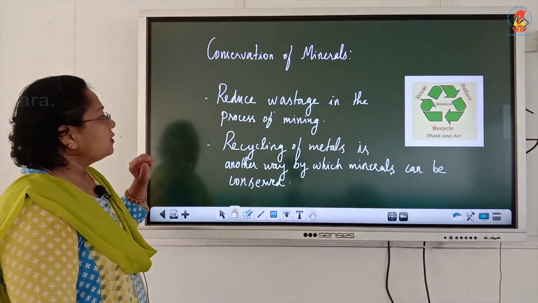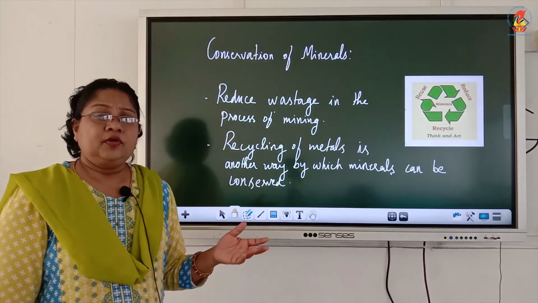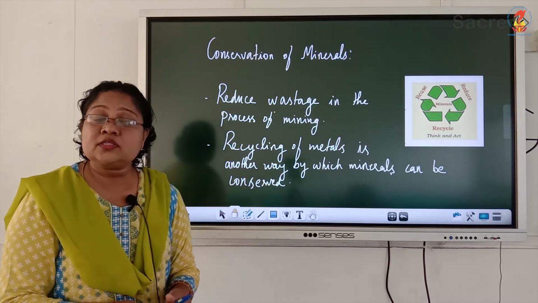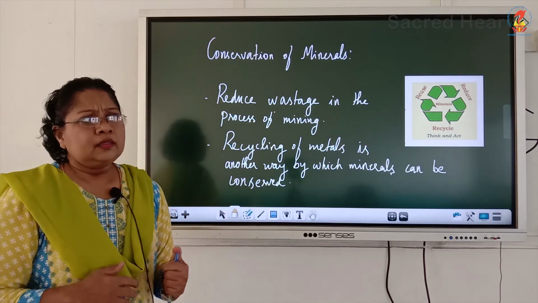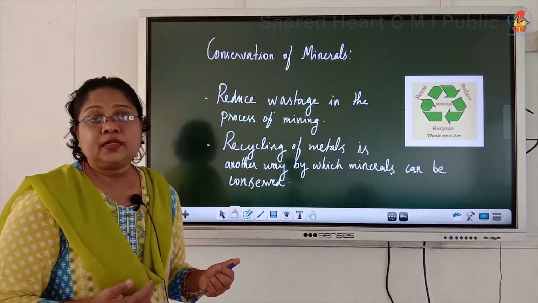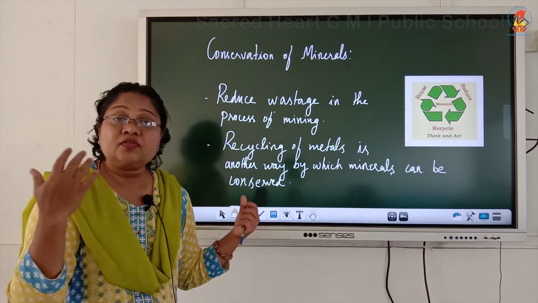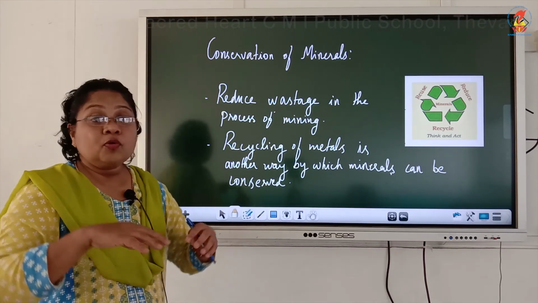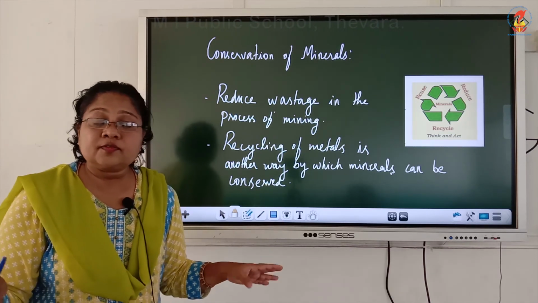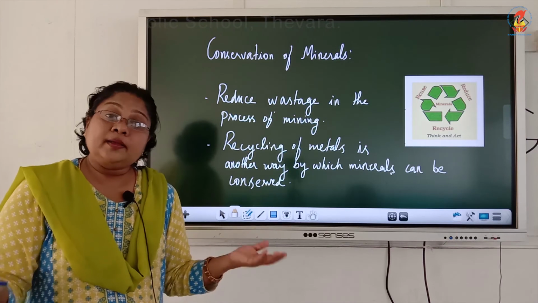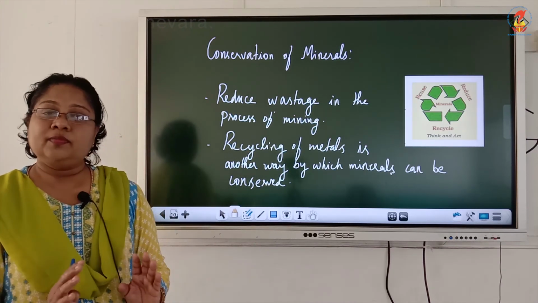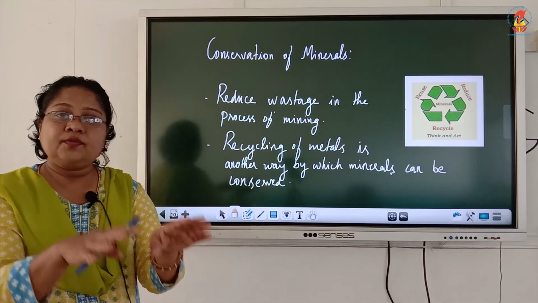Now, we use minerals in our day to day life, but minerals take thousands and thousands of years to replenish themselves. The rate of use of minerals by human beings is much higher than the rate of formation of minerals. So, if you overuse minerals, what will happen? These minerals will disappear from the earth's surface, or they will get depleted. So, in order to avoid this situation, we have to conserve minerals. We have to use them very carefully.